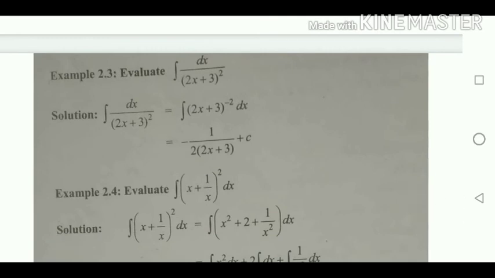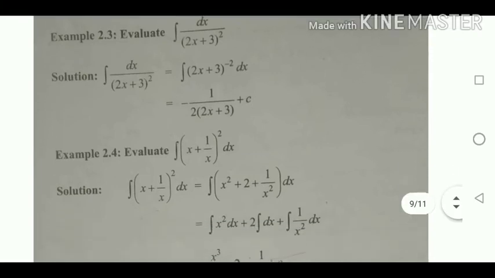Evaluate: integrate dx by (2x plus 3) whole power 2. Here the power is in the denominator, so if you take it to the numerator it becomes minus. That is, integration of (2x plus 3) whole power minus 2 dx. If you add 1 to the power, minus 2 plus 1, it becomes minus 1. (2x plus 3) whole power minus 1 is nothing but 1 by (2x plus 3), so minus 1 means we change it into the denominator. Then the coefficient of x is 2, therefore minus 1 by 2 into (2x plus 3) plus c.